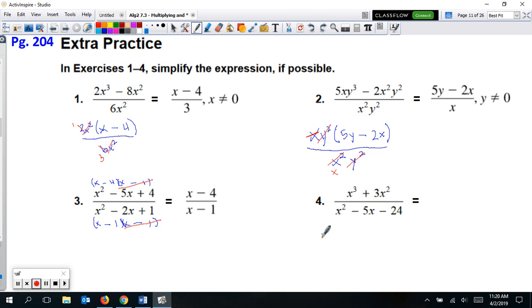So I'm going to come down here. I'll say it equals x squared. And then what's left will be 1x plus the 3. Okay, because the x squared's been taken out for that second term.